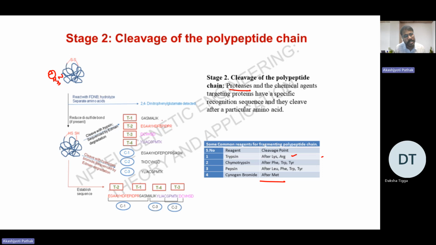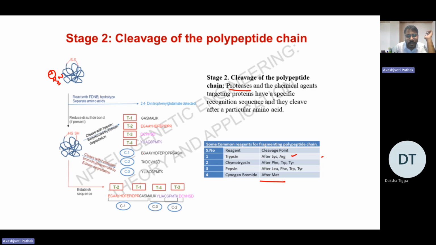So how can you establish the amino acid sequence in your protein? You treat your protein with trypsin. You get four different peptide fragments: T1, T2, T3, T4. You treat it with cyanogen bromide. Again, on treating it with cyanogen bromide, you get three different peptide sequences. Now, once you have these different peptide sequences, you can sequence these peptides by the Edman degradation method. And once you know the sequence of each of these peptide fragments, you can align them and get the complete sequence of your protein. Is it clear?